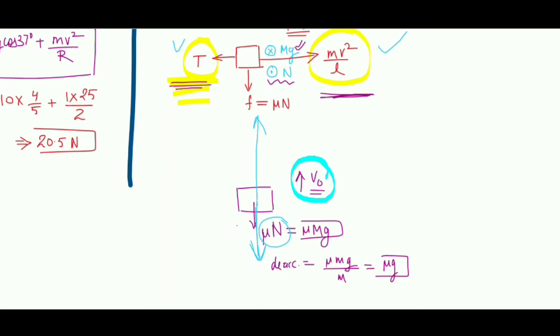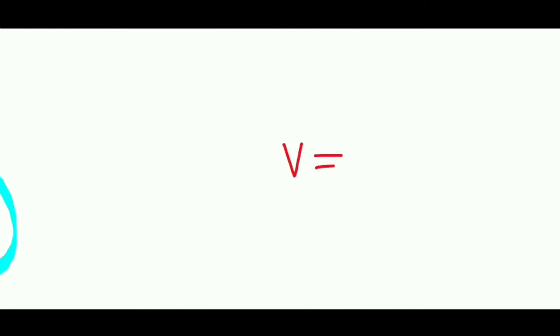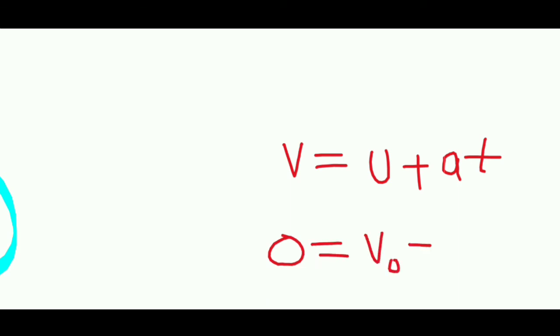We can simply assume a straight line motion with initial velocity v0, final velocity 0 because it has to stop, and the deceleration to reduce this velocity to 0 is nothing but mu g. So I will simply apply v is equal to u plus at. Final velocity has to be 0, initial velocity is given v0, and acceleration in the opposite direction is mu g, so I will write minus mu g. And t is the time in which it will stop.